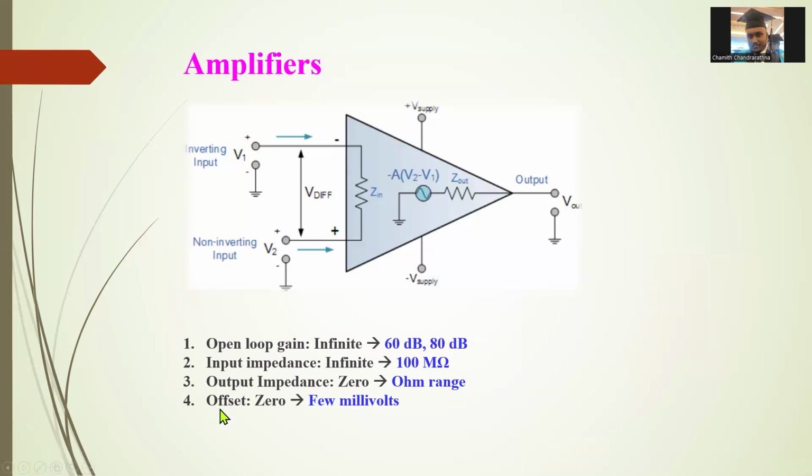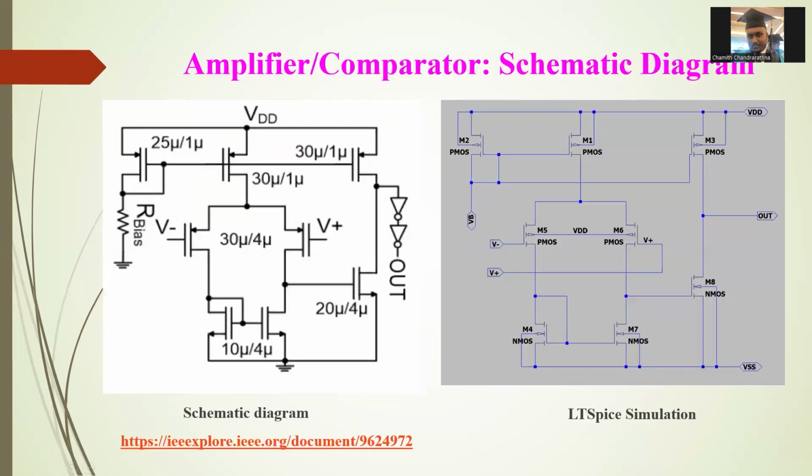Okay. So the final one, the fourth one, offset. Similar to the previous condition, the offset should be 0. When we go for the theoretical analysis, we can easily assume that it is 0. But when it comes to practical, when it comes to reality, it is a few millivolts. Okay. Here is the schematic of the amplifier.